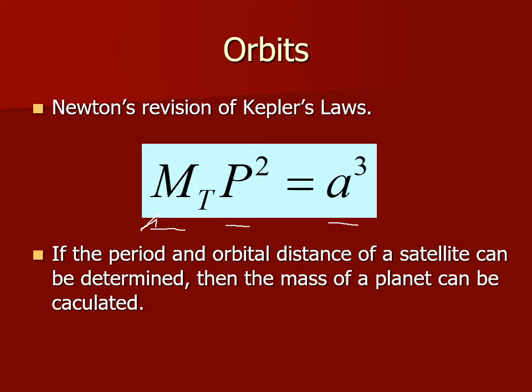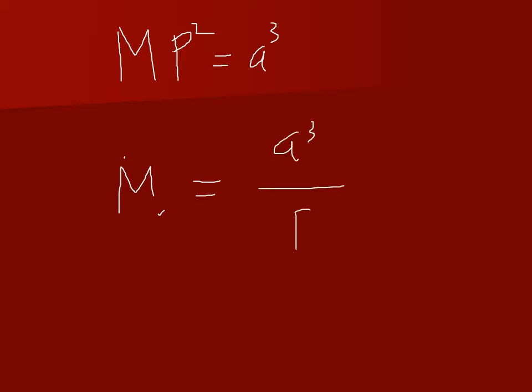But if a moon's going around a planet, then you put the mass of the planet in there. Now that turns out to be very important, because that means that we can redo the equation. M times p squared equals a cubed. So M is going to be equal to a cubed over p squared. Well, that means that if you can find out how far a moon is from a planet and how long it takes to go around, you can solve for the mass. Now that's total mass. That's the mass of the planet plus the mass of the moon. Well, the moon is so small, the mass of the planet plus the mass of the moon is basically the mass of the planet.